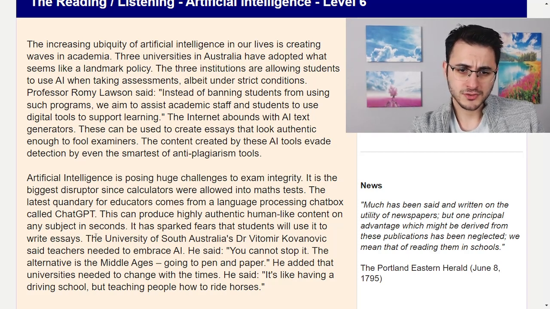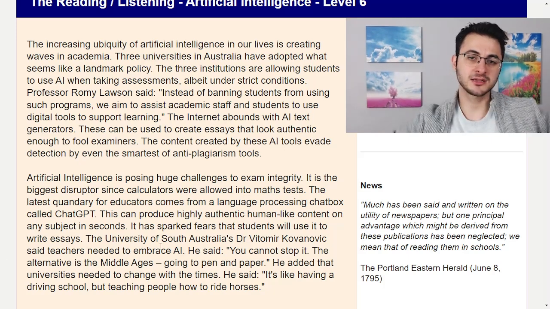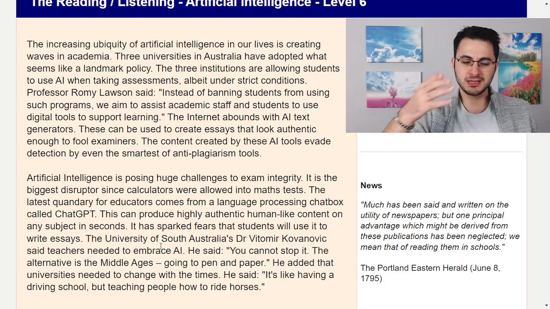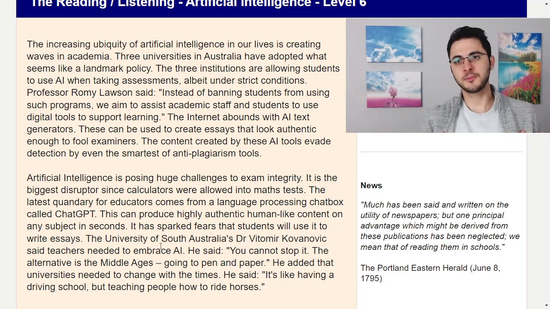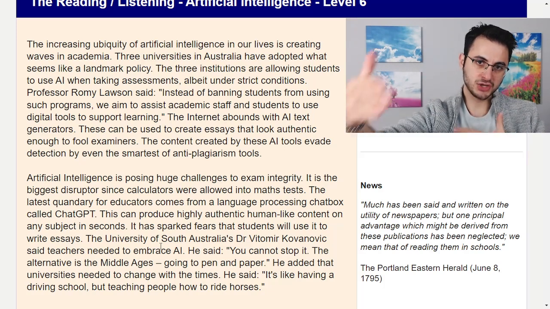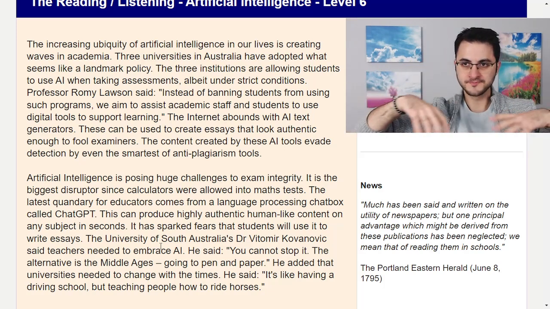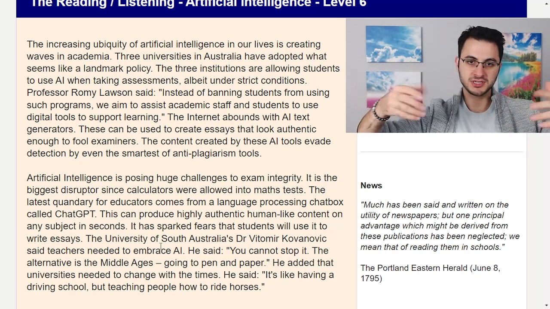The University of South Australia's Dr. Topdemir said teachers needed to embrace AI. So he says teachers need to embrace. Embrace means hug, basically. But in this case, it means make peace with it. Don't try to fight it. Try to use it and try to integrate it into your approaches, into your educations.